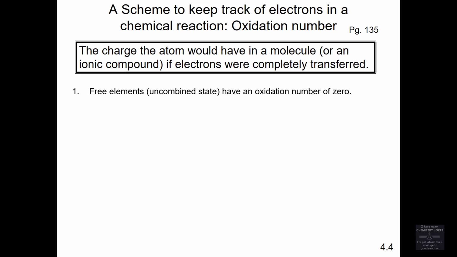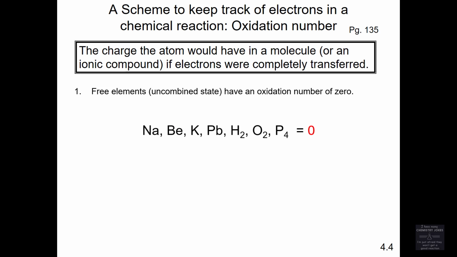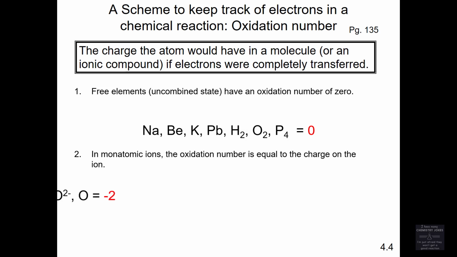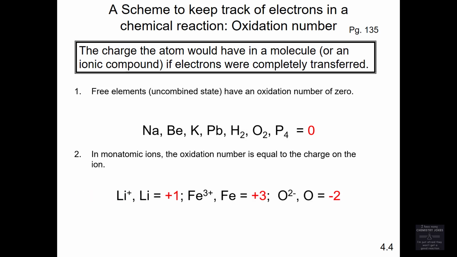So rule number 1 of oxidation numbers: free elements in their uncombined state have an oxidation number of 0. Some examples of that are sodium metal, potassium metal, lead metal. But all of these diatomic elements are also an oxidation number of 0. Next, in monatomic ions, the oxidation number is equal to the charge. This is the one we've seen a lot with our oxidations so far. Lithium has a +1 charge, so its oxidation number is +1. This iron has a +3 charge, so it's a +3 oxidation number.